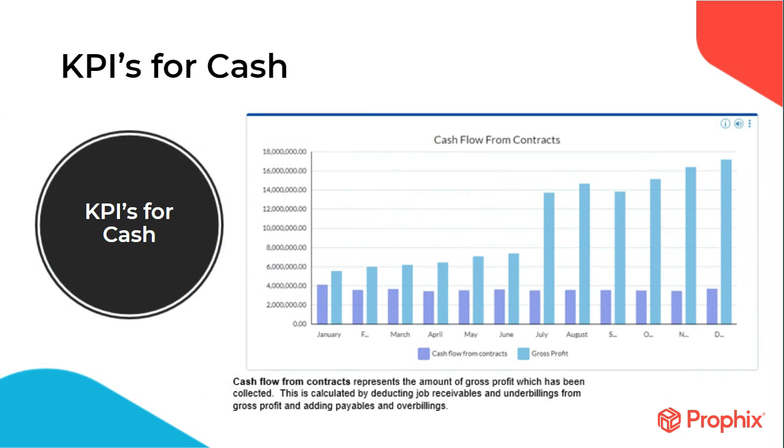And then cash flow from contracts. This represents the amount of gross profit which has been collected. This is calculated by deducting job receivables and underbillings from gross profit and adding back payables and overbillings. Basically, this ratio makes sure you're collecting on the profits that your company has generated. So this is another good ratio that contractors should be watching.